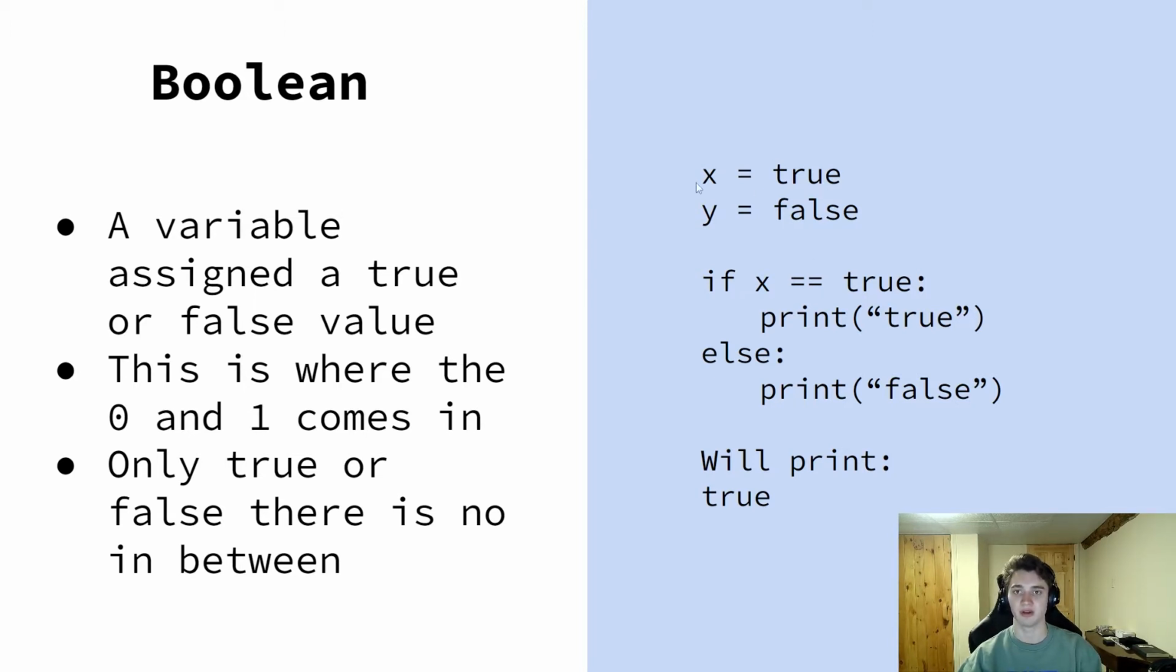Here we have a bit of an example. As stated earlier, x is equal to true, y is equal to false. If x is equal to true, then we print true, and if x is equal to anything else, which is called by this else statement, then we will print false. And as x is equal to true, we've printed out true.